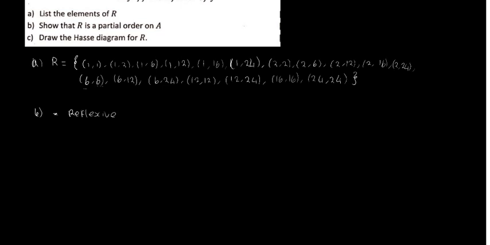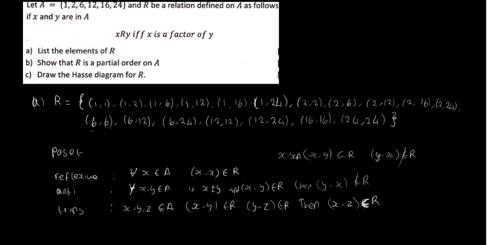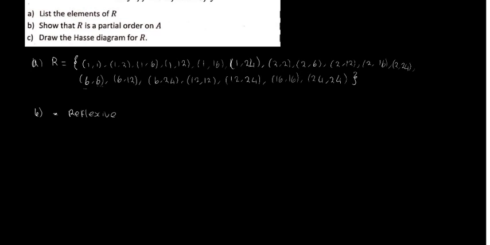Does this work? For all the elements, we remember in our set we have 1, 2, 6, 12, 16, whatever. Reflexive: does each of the elements in our set map to itself? 1 maps to 1, 2 maps to 2, 6 maps to 6, 12 maps to 12, 16 maps to 16, 24 maps to 24. This is true, it is reflexive, because for each and every x that's a member of A, (x, x) is a member of R. We have that there.